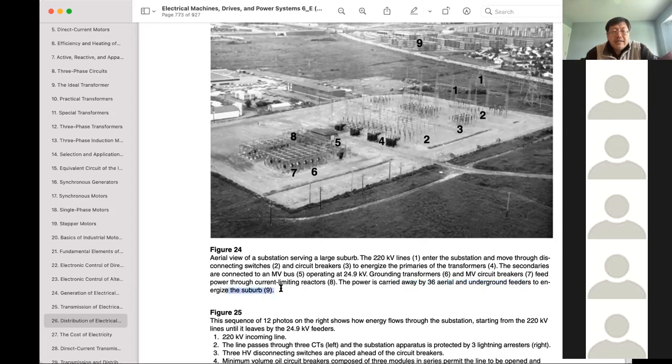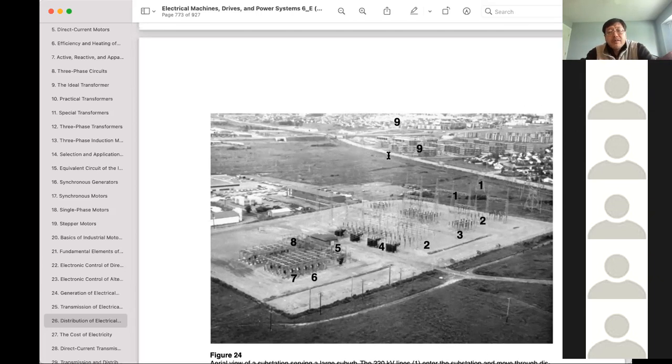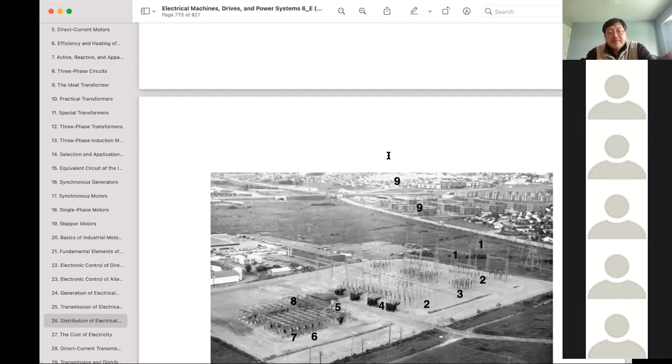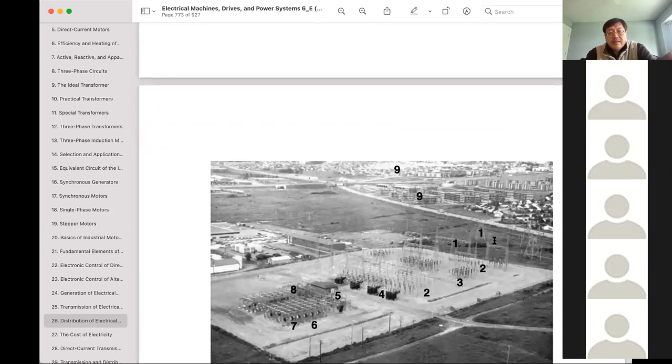And of course, the last component will be the customers. So those are the customers, number 9. So that gives you a big overview of a substation, what needs to be taken care of. This is a big substation.